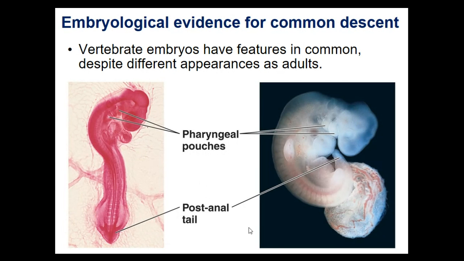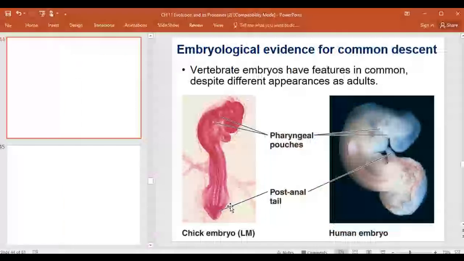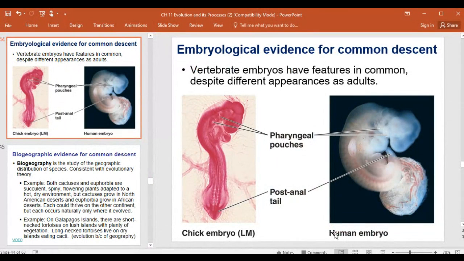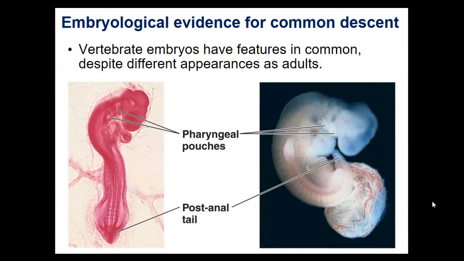So here's a chick embryo. A chick on the left and a human on the right. And they both have these four features as embryos, showing the pharyngeal pouches there and the postanal tail. Postanal just means behind the anus.